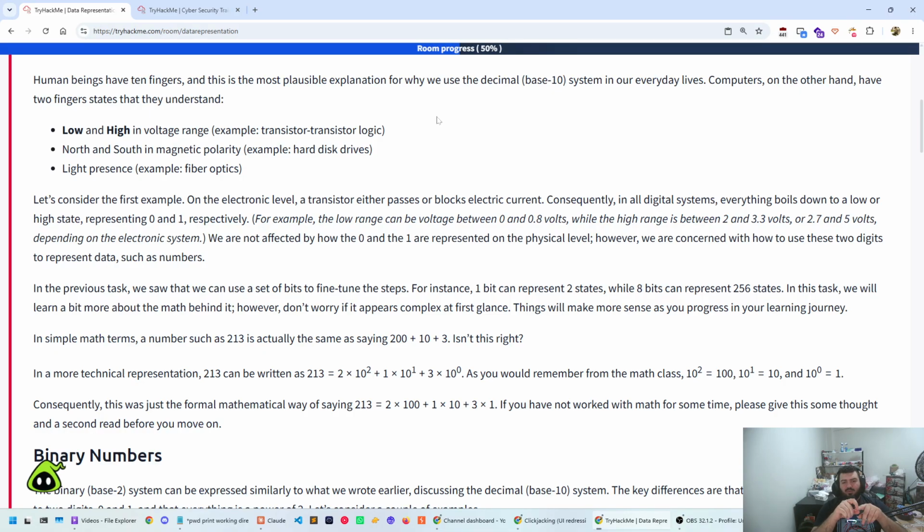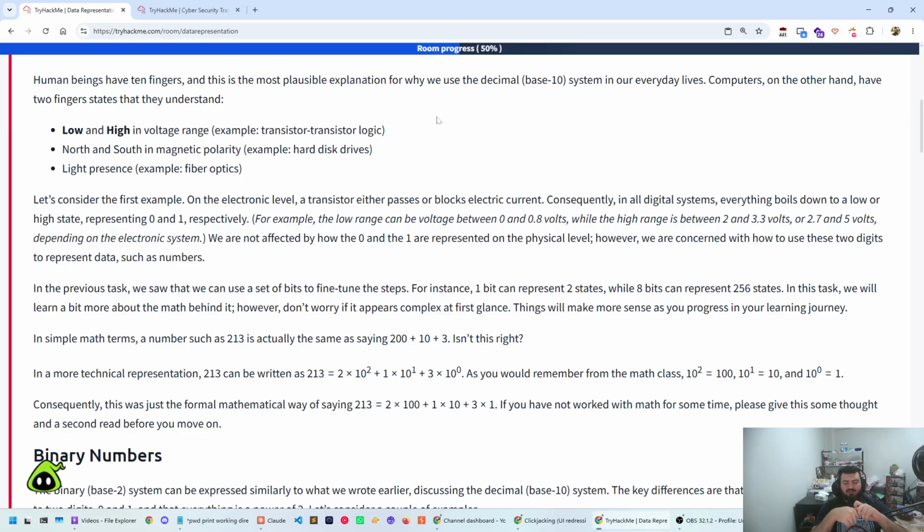For example, the low range can be voltage between 0 and 0.8 volts, while the high range is between 2 and 3.3 volts, or 2.7 and 5 volts, depending on the electronic system. We are not affected by how the 0 and the 1 are represented on the physical level. However, we are concerned with how to use these 2 digits to represent data, such as numbers.